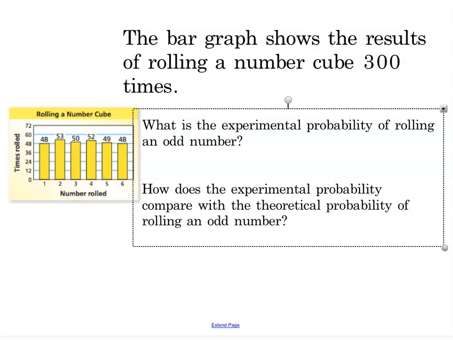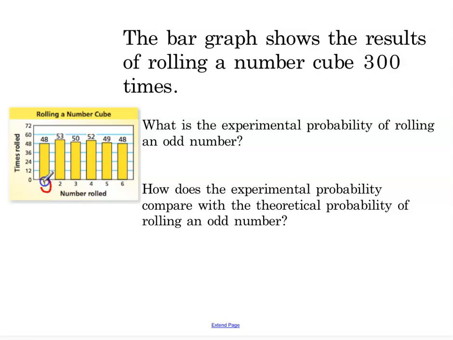The last example, I want to put it all together for you, comparing theoretical and experimental probability. So the bar graph shows the results of rolling a number cube 300 times. We want to know the experimental probability of rolling an odd number. So this was our experiment, 300 times, that was the outcome. We want odd, so we're going to add 1, 3, and 5. So we add 48, 50, and 49.